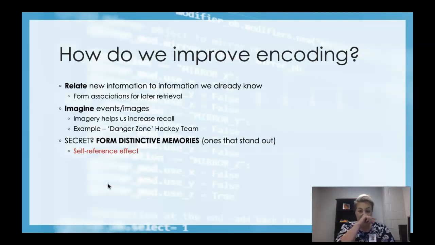So how do we improve encoding? Now, how do we improve the way by which we process information? One way is to relate new information to information we already know. So we form associations for later retrieval. This could be something like a semantic map.